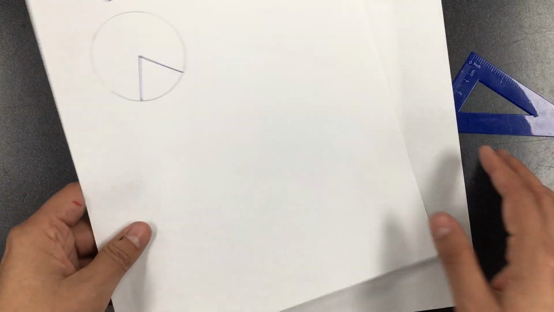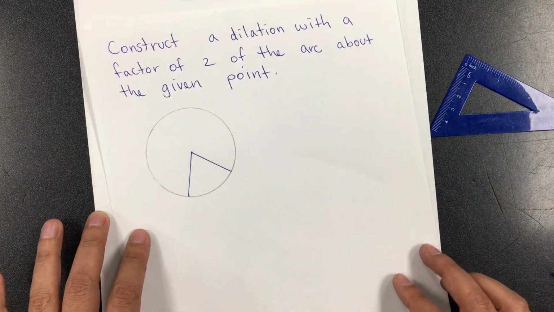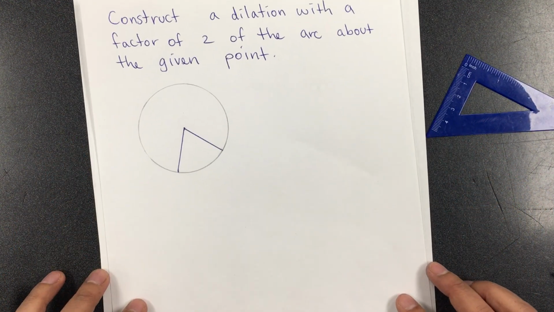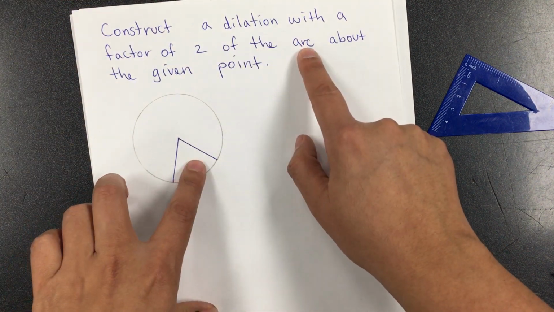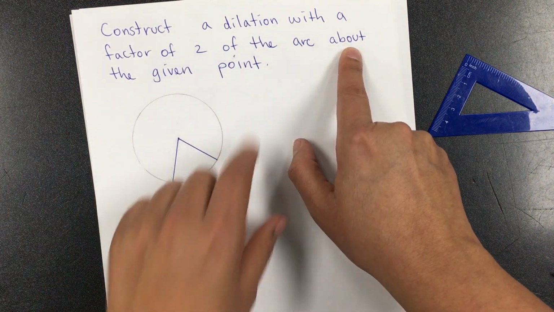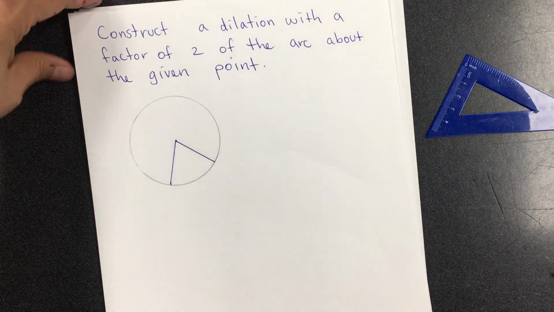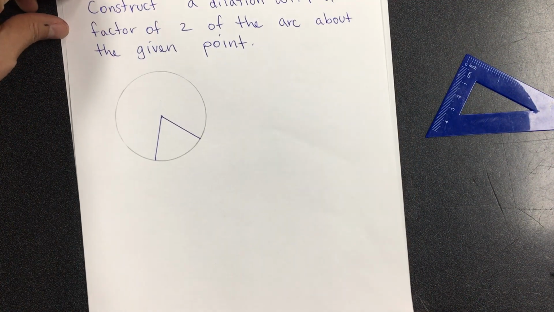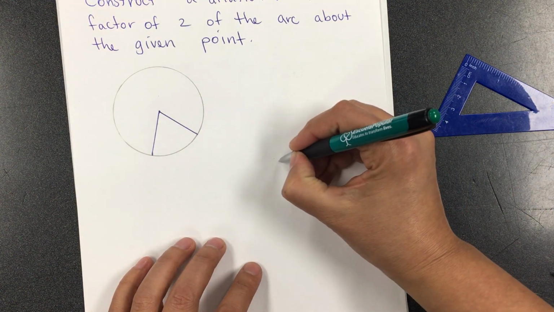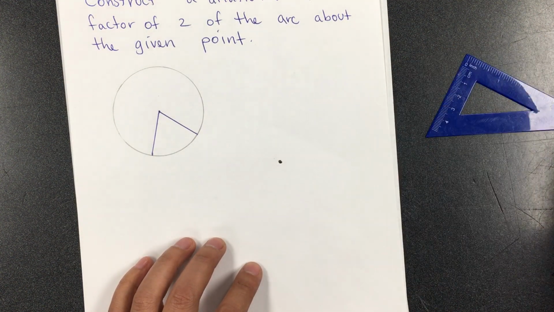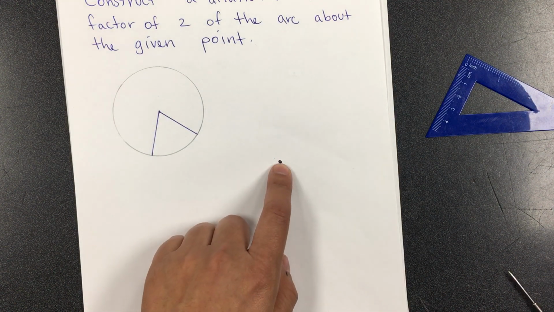it says construct a dilation with a factor of 2 of the arc about the given point. And guess what? I don't have a given point, so I'm gonna draw one in here. Let's pretend they gave me this point right there. So that's gonna be my center.